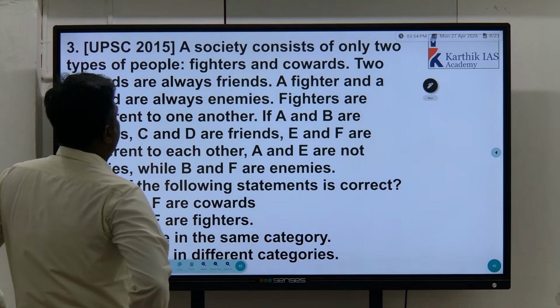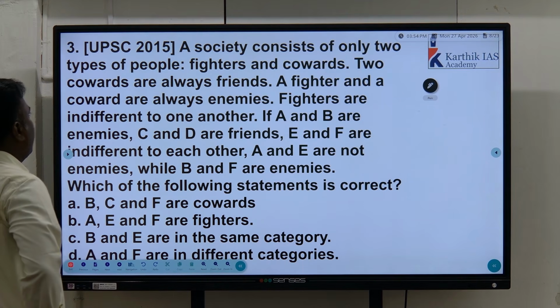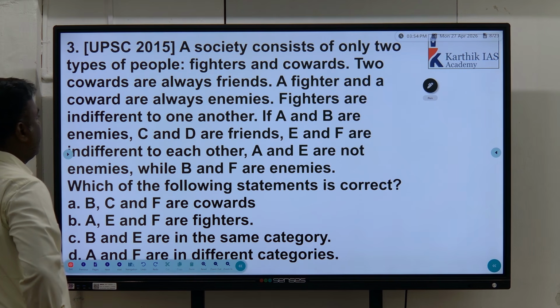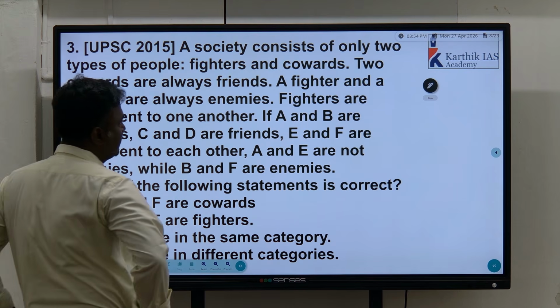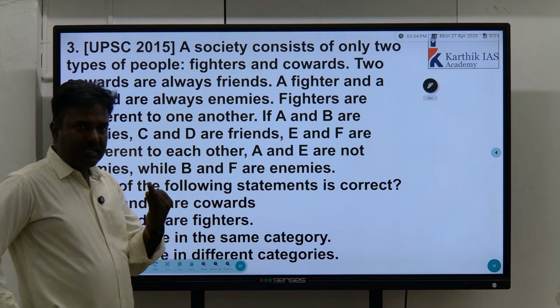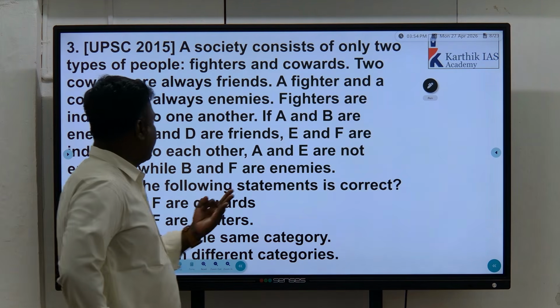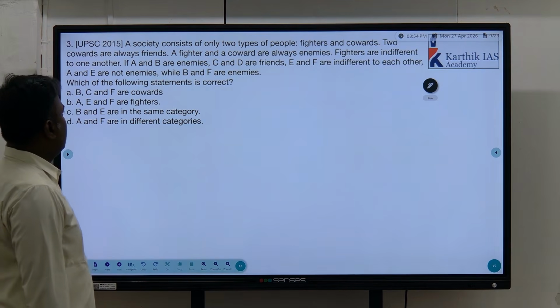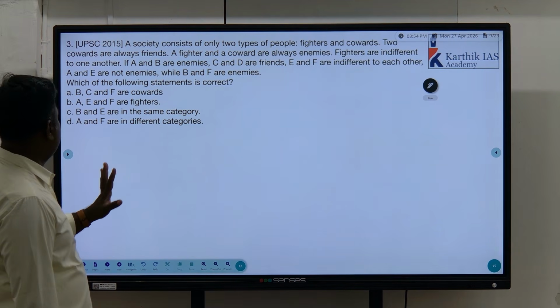This is an interesting question from 2015. A society consists of only two types of people, fighters and cowards. Two cowards are always friends. A fighter and a coward are always enemies. Fighters are indifferent to one another. Okay, three relations they mentioned: friends, enemies, and indifferent. So here only two types of people are there.